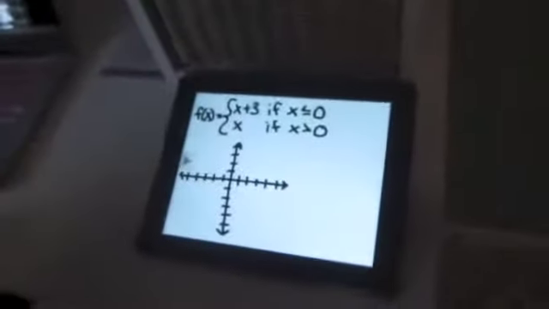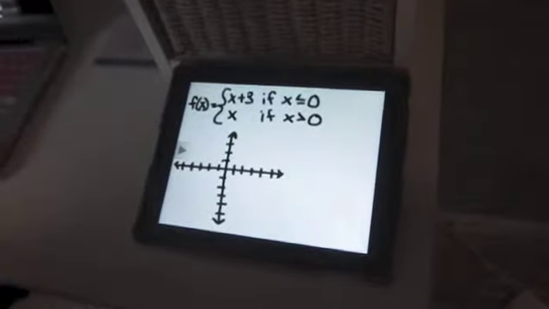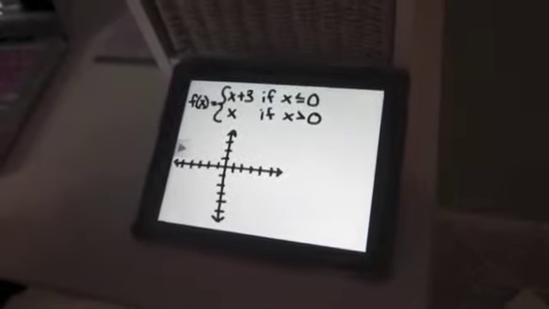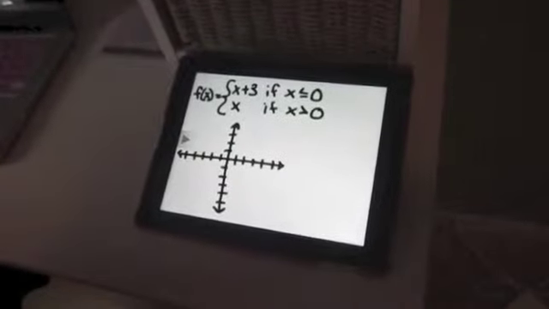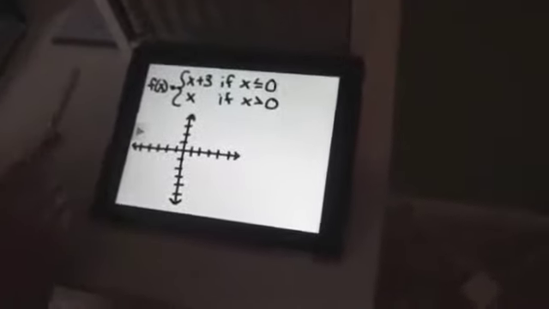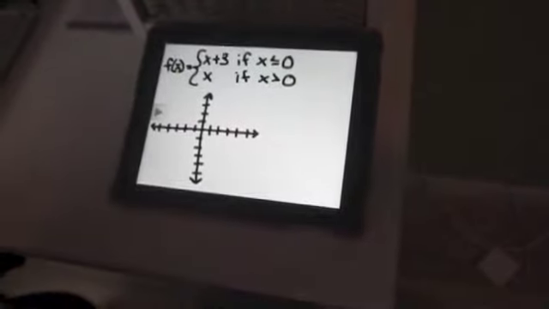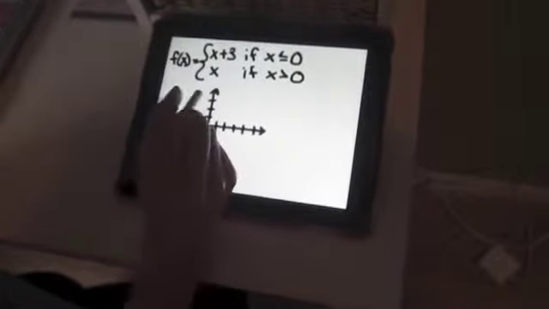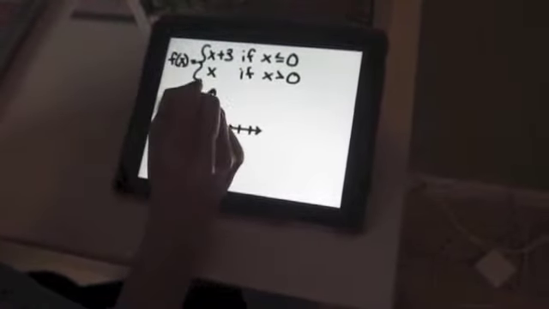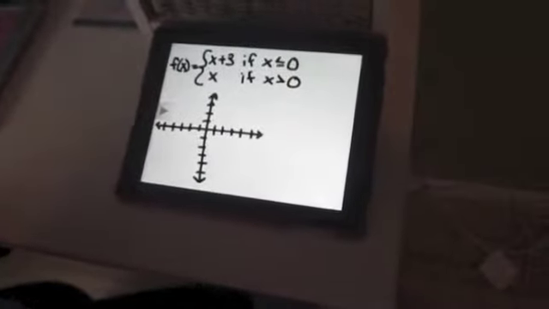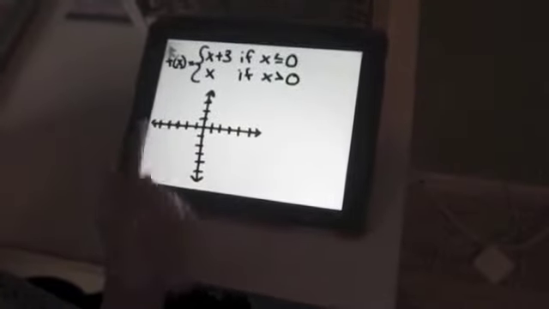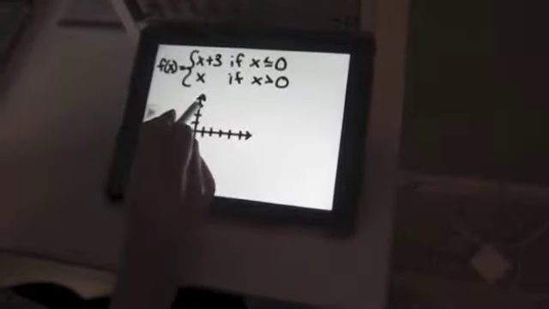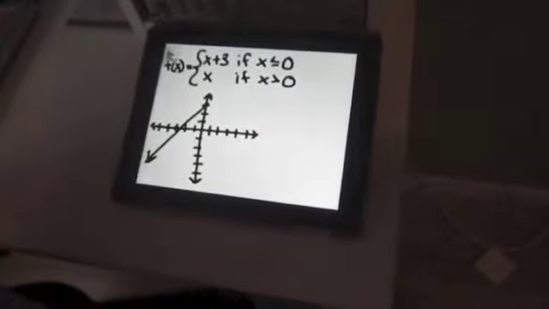Let's do an example, class. So here we have a piecewise defined function. F of x equals x plus 3 if x is less than or equal to 0, and f of x equals x if x is greater than 0. So first, we're going to graph this. I'll graph the part of f of x equals x plus 3 first. This is only when x is less than or equal to 0, so I'll start at 0. There is a y-intercept of positive 3 and an x-intercept of negative 3. And then there's a slope of 1. So this part of the graph looks like that.